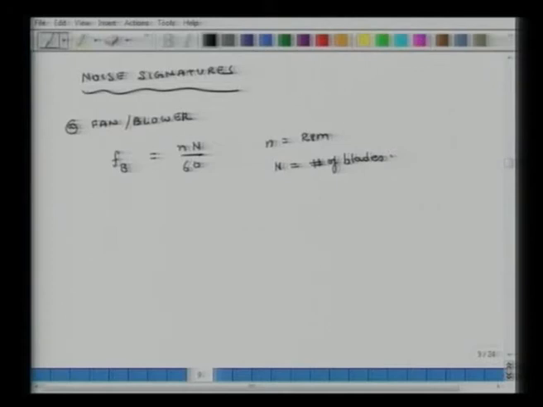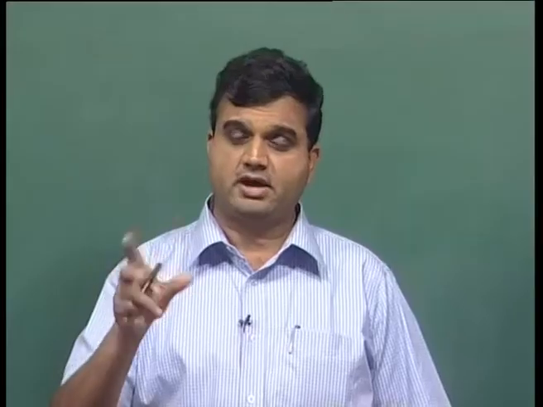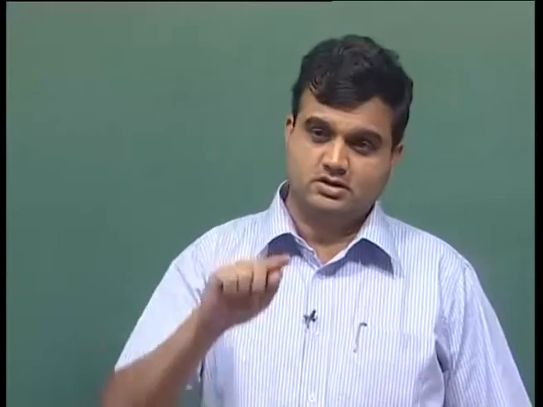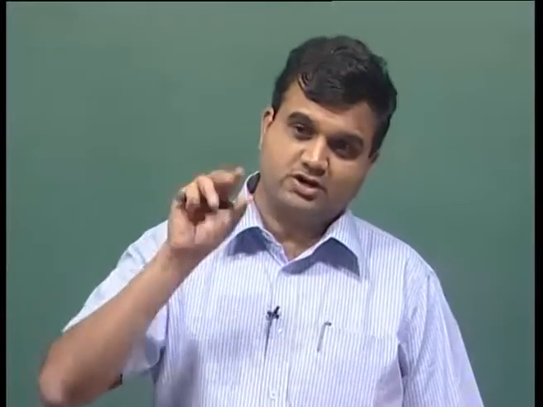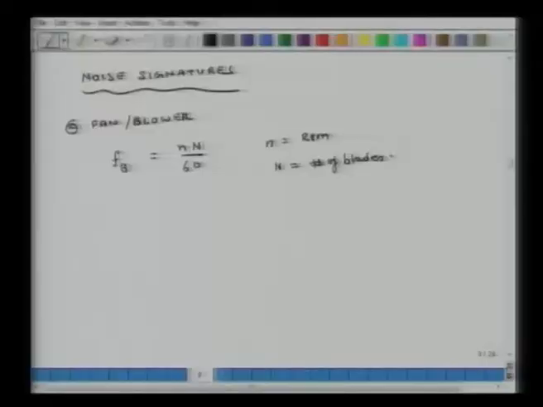And this makes physical sense. If I have five blades, then each time a blade passes through the opening, it pushes air into that thing. And if it's doing that N times per minute and there are five blades, then it's 5N, right? So this will be the fundamental tone it will generate. Then it will have a second harmonic, third harmonic. So 2FB, 3FB, and so on and so forth.